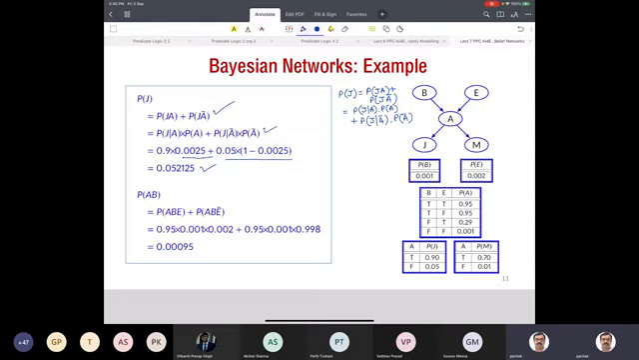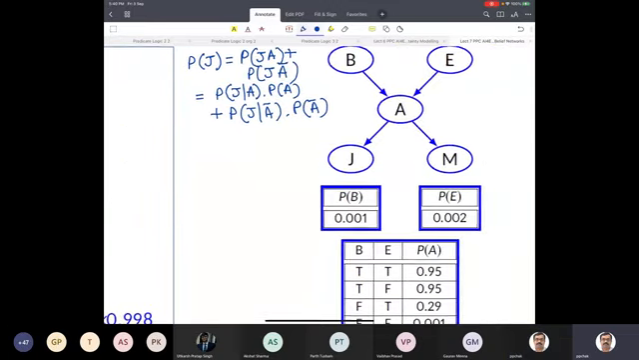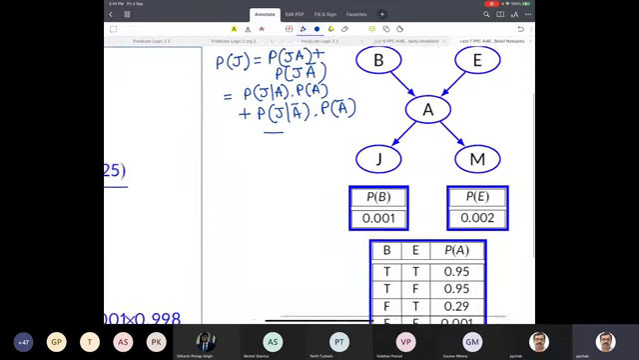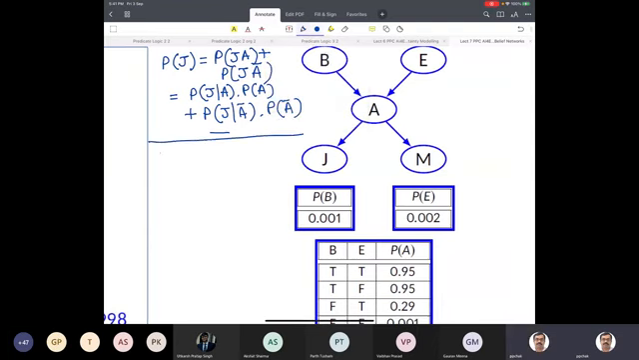How will you find PAB? All of you do. Can anybody tell me how to find PAB? Sir, P A given B into PB. Anything else? Kushal, Natani? No, sir, I think this is fine. Good.